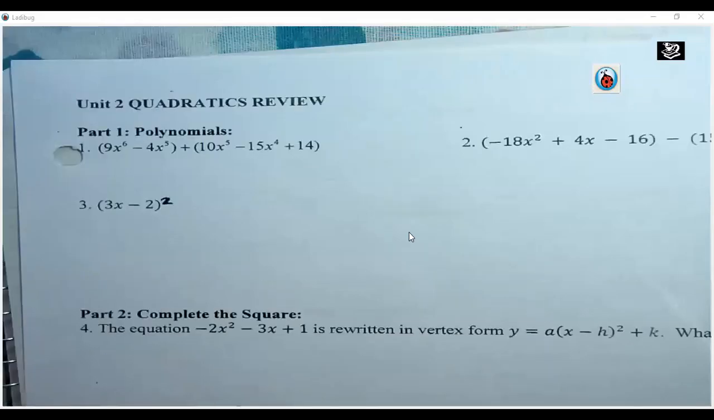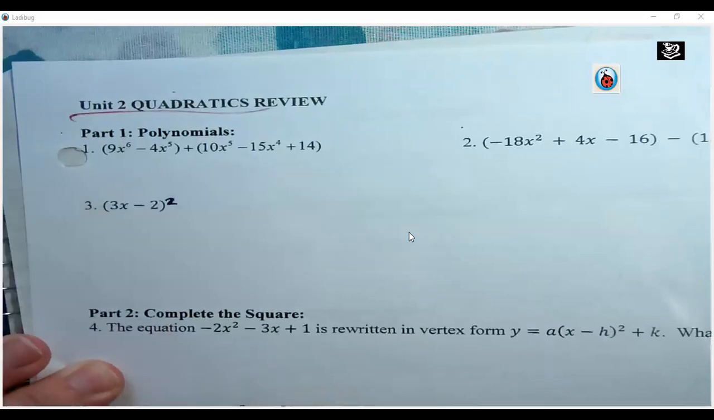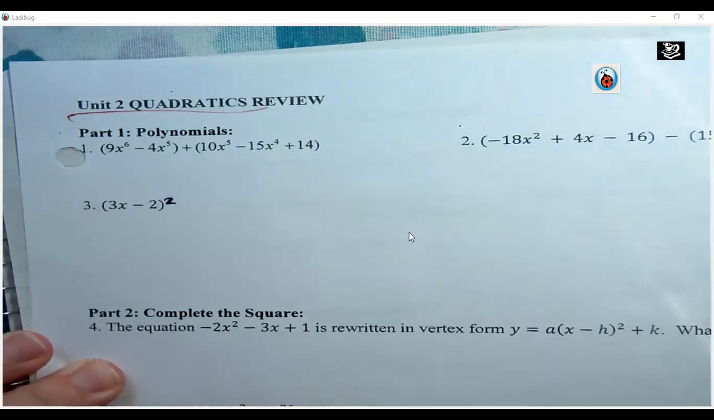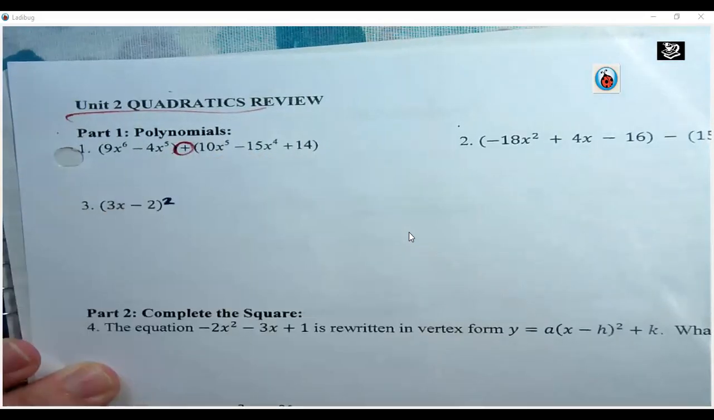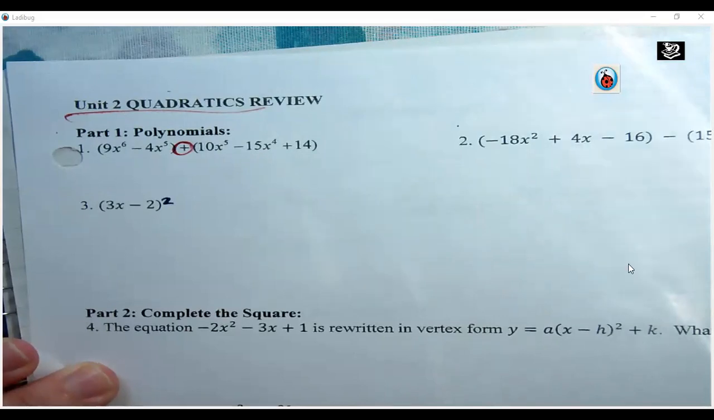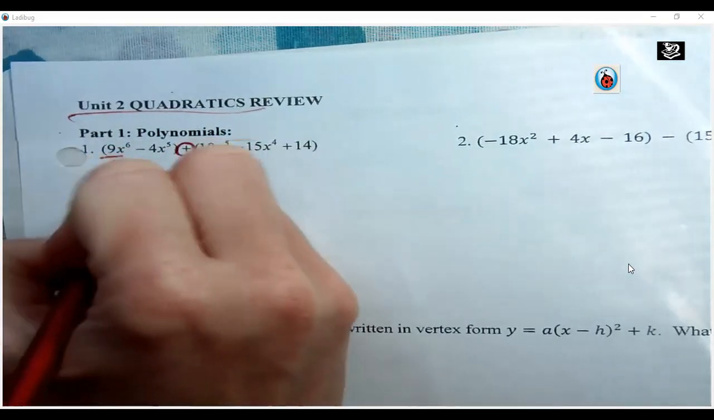Okay, so this is the Unit 2 quadratic review. Part 1 is polynomials. So on this one, I am adding. And when you're adding, you combine like terms. What goes with 9x to the 6? Nothing. So we drop it down, 9x to the 6.